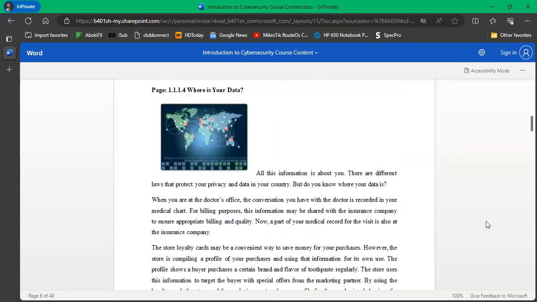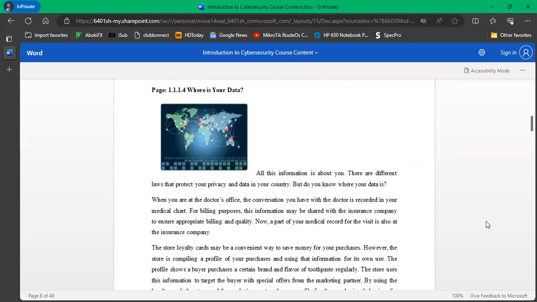So now, where is your data? The question. All this information is about you. And there are different laws that protect your privacy and data in your country. But do you know where your data is?